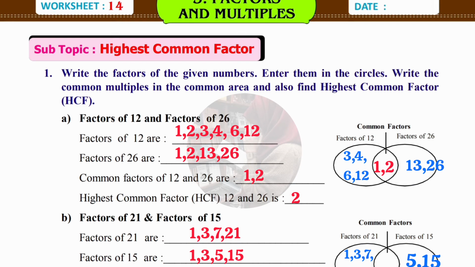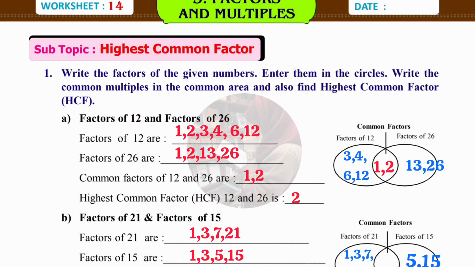Okay, we have already done this type of sums for LCM, where we found the given numbers' multiples, then chose the common multiples, and in that we picked the least common multiple. But here we have to find the factors of the given numbers, then write the common factors, then write which one is the highest common factor. That is what the highest common factor is.